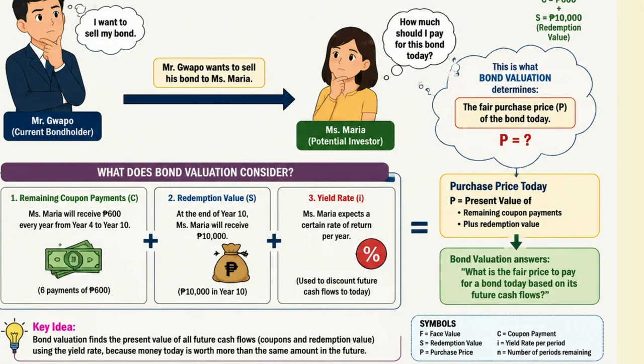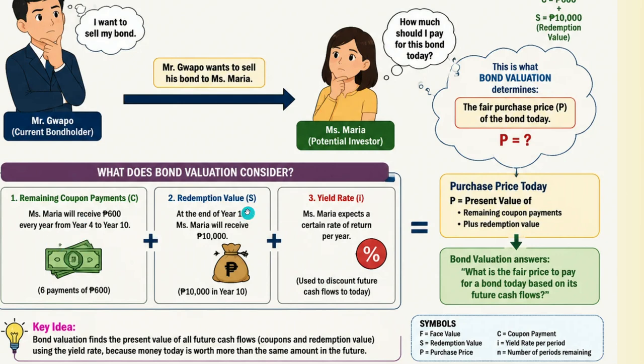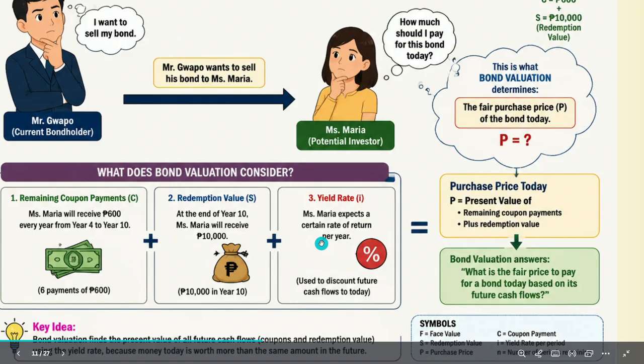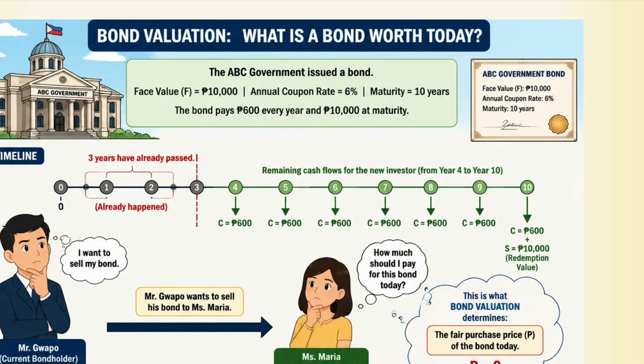Now, again, what does bond valuation consider? It is the remaining coupon payments, the redemption value, and the yield rate, the certain rate of return expected per year. So the key idea of bond valuation is to find the present value of all future cash flows using the yield rate, because money today is worth more than the same amount in the future. So that is the concept of bond valuation.